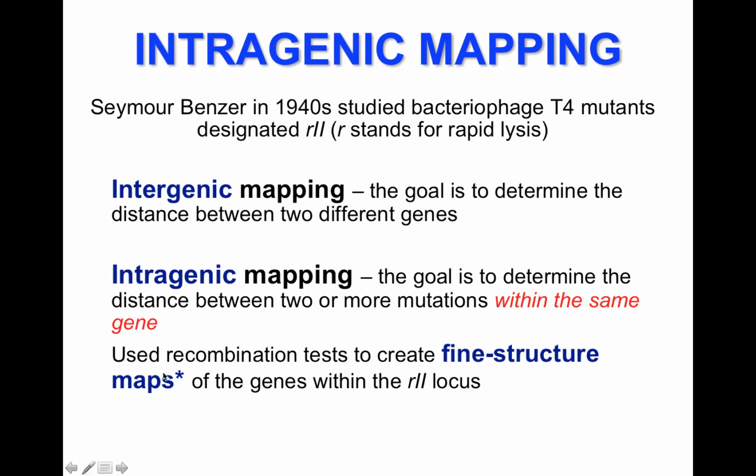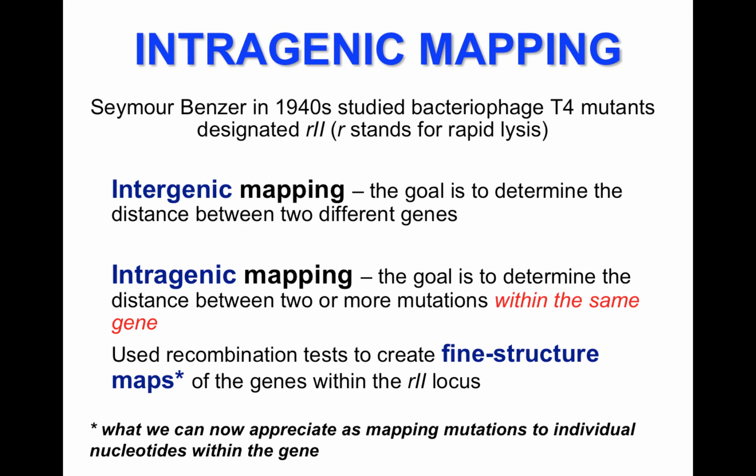How did he do that? He used recombination tests to create fine structure maps of the genes within the R2 locus. Now, fine structure maps are something that we can now appreciate as mapping mutations to individual nucleotides within the gene. At the time Seymour Benzer did these experiments, we did not know that DNA was the genetic material, and we did not know what the structure of the helix was. Well, we did know that DNA was the genetic material, but we didn't know what the structure of the DNA was, and we had no really good understanding that a gene, the physical presence of a gene, was a sequence of nucleotides within a chromosome. Okay, so Seymour Benzer did all these experiments without knowing that.